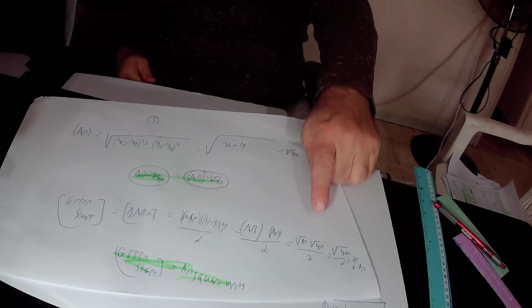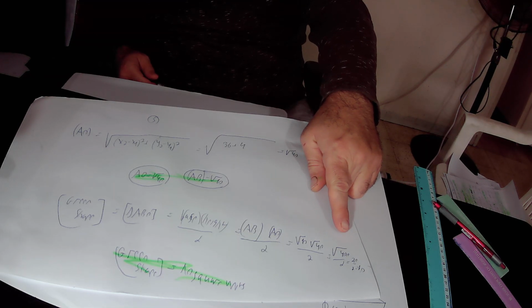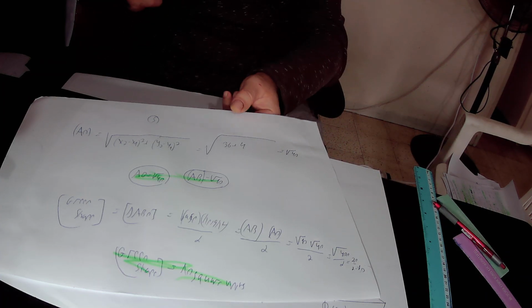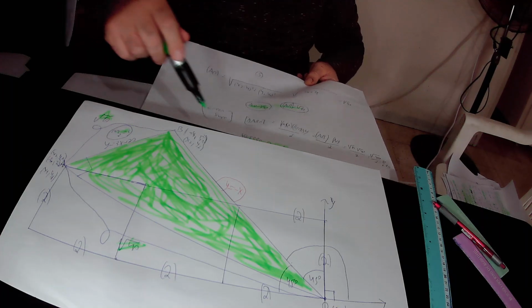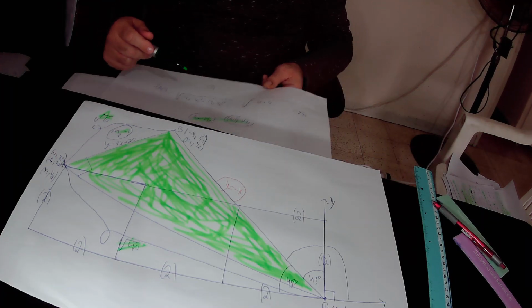Square root of 10 times square root of 40 is square root of 400, over 2. Square root of 400 is 20, and 20 over 2 is 10. That is to say, the area that we are looking for in this question, that is the area of this green shape, equals 10 square units in its size. Okay, thank you very much.